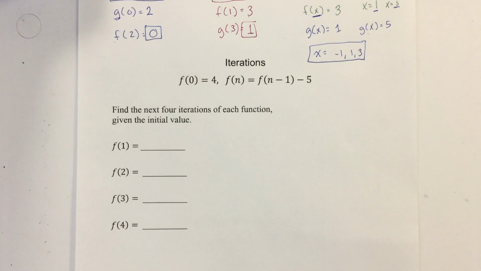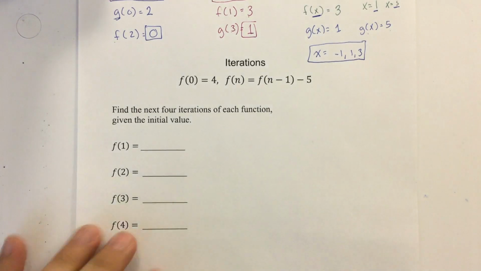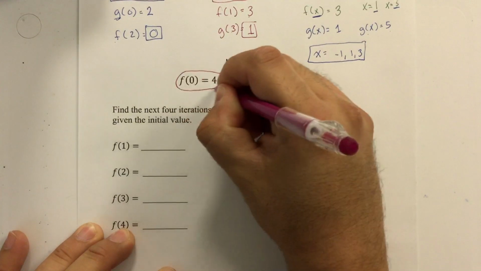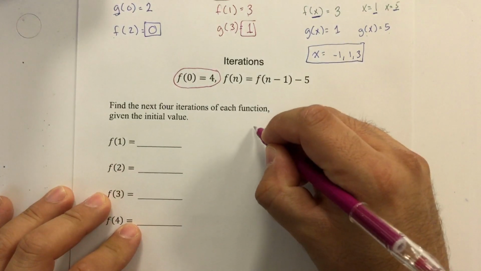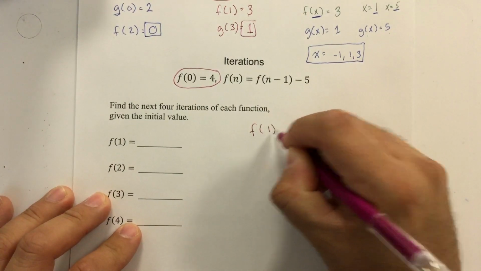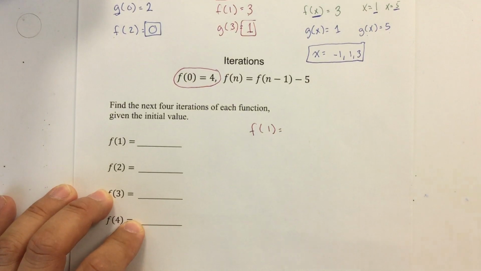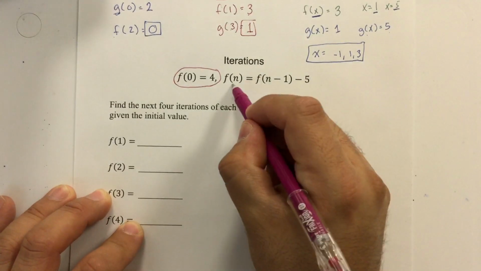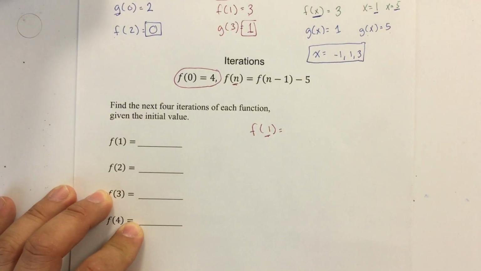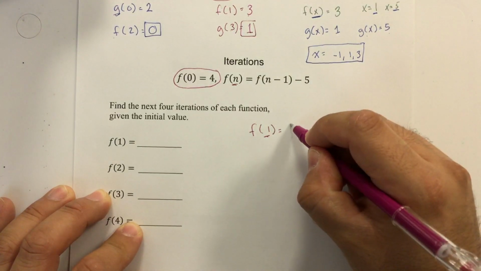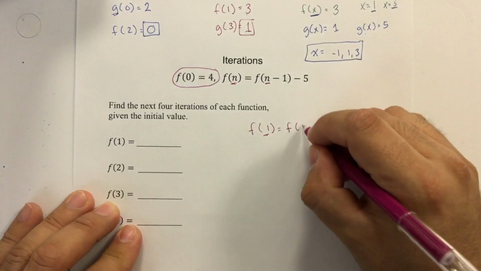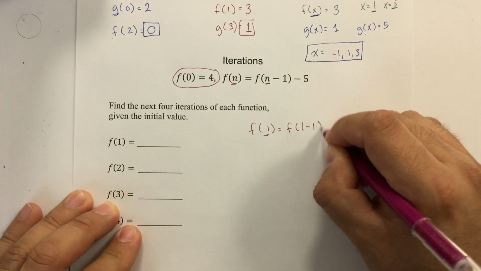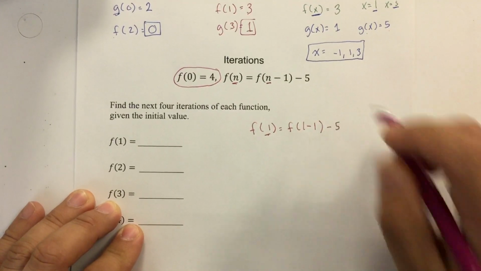So the first one, it says given the value. The first thing we're given is that f of 0 equals 4. Everybody good with that? So we're going to start with f of 1, because my first one is f of 1. So pay attention because this is not too hard. What we're doing is 1 is taking the place of n. Do y'all agree? Okay. So now I'm going to write this function f of, what do I change this n to? 1. So f of 1 minus 1, close the parentheses, minus 5.